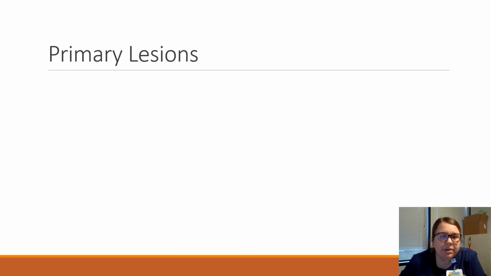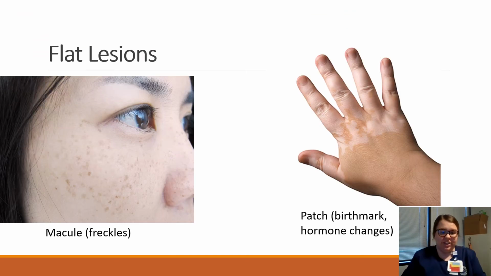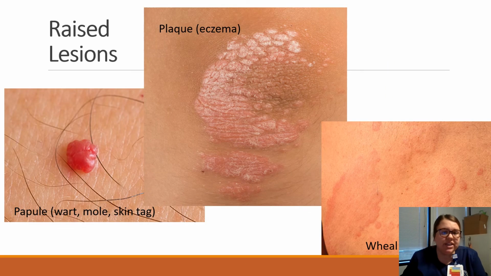Now let's talk about primary lesions. So we have flat lesions. A macule, also known as freckles. There's a patch, which could be from a birthmark or any hormone changes. Raised lesions, so there's a papule, which is a wart, mole, or skin tag. A plaque, such as eczema, could be on the hands.